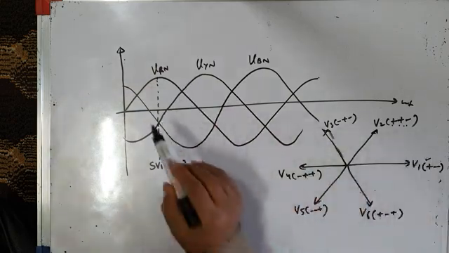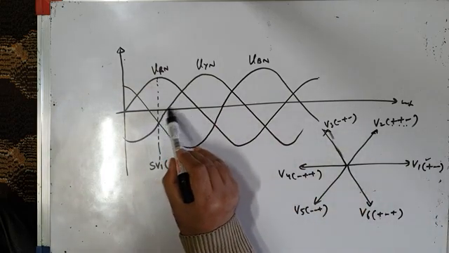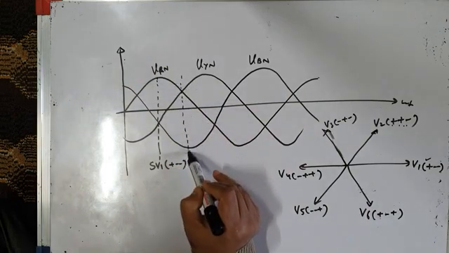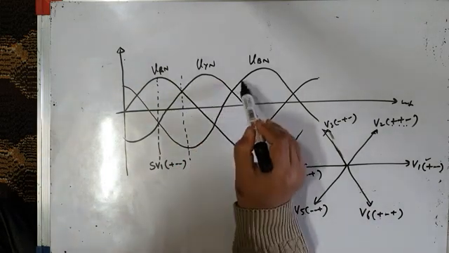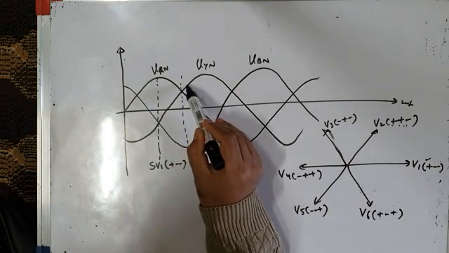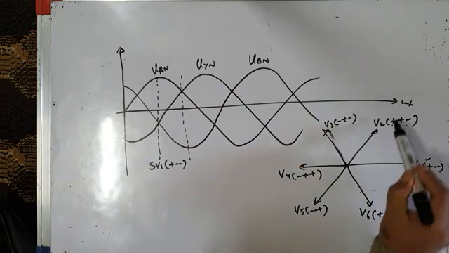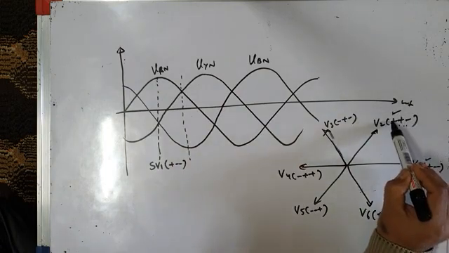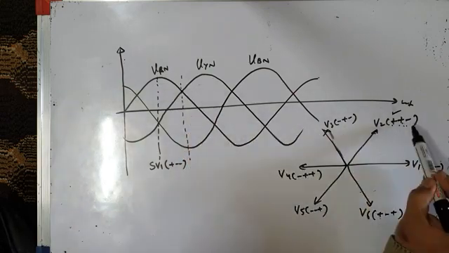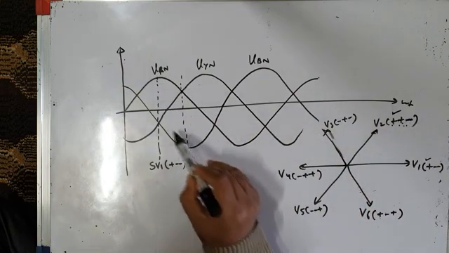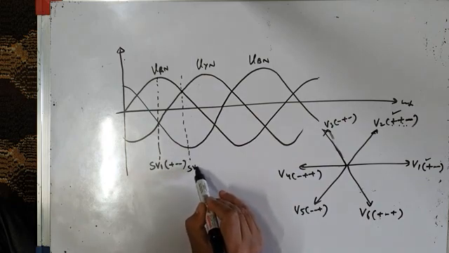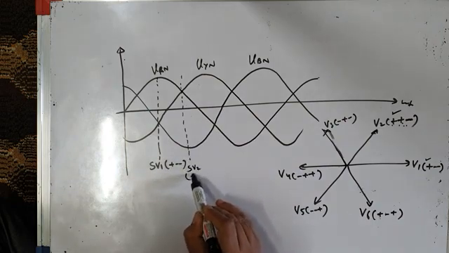ये 60 डिग्री के बाद है. ये देखिए, इसके बाद ये 30 plus 30 60 डिग्री आप यहाँ पे पहुंच रहे हैं. और यहाँ पे आप देख सकते हैं VBN मैक्सिमम नेगेटिव है, जबकि VRN और VYN पॉजिटिव हैं. VRN is positive, VYN is also positive, but VBN should be maximum negative, और ये देखिए VBN maximum negative है. तो this gives me space vector SV2, and what is the switching state? Plus plus minus.